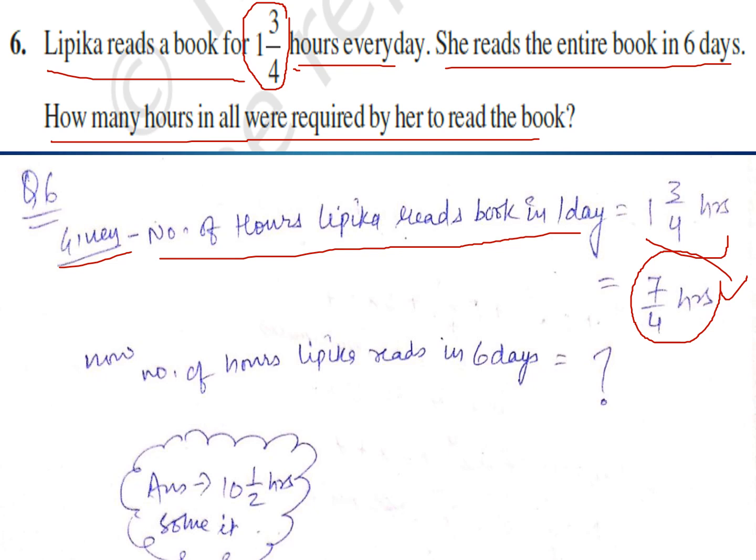Okay, here also we know in one day how many hours she is studying. The question is asking in 6 days. Very simple. You know in one day, then in 6 days, how many? 6 into the hours she studied in one day, that is 7 upon 4. When you solve it, you will get the answer that in 6 days she studies these many hours.